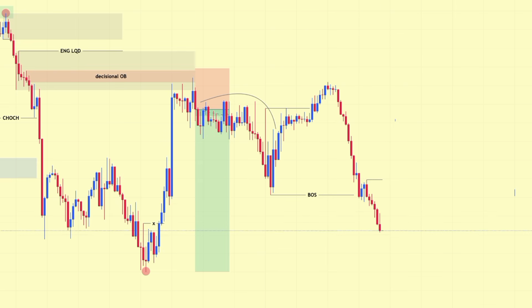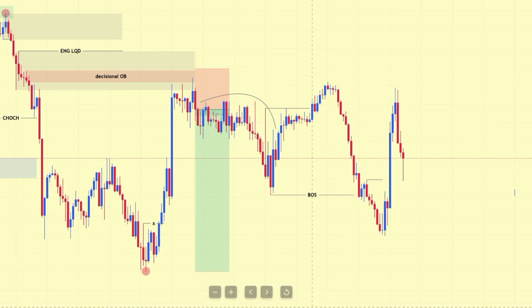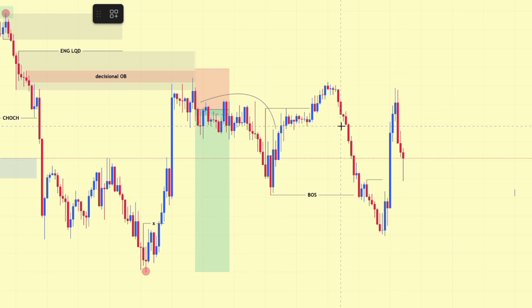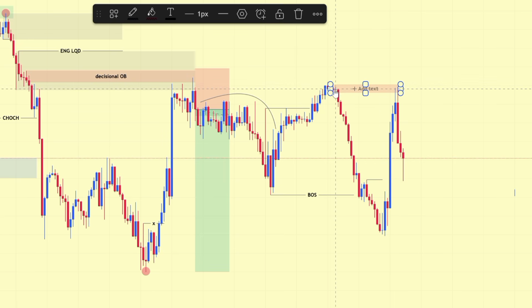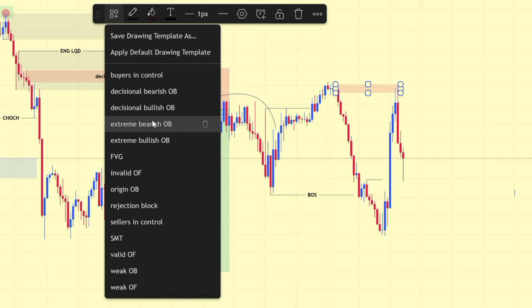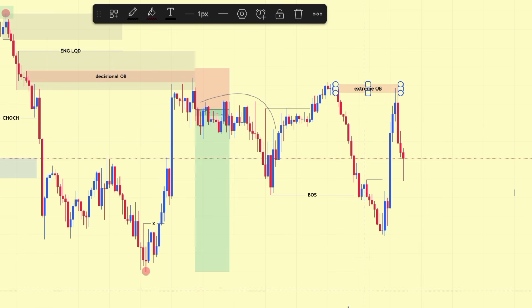And if I continue running price, you can clearly see price has taken out that major inducement and mitigated that extreme order block exactly right there. You can clearly see that that's our extreme order block. And after price has mitigated that extreme order block, you can clearly see that reaction to the downside. So that's what we call the extreme.